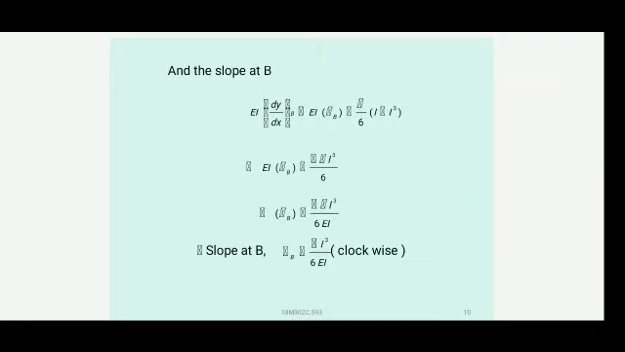L minus L whole cube means that term will be 0, and the remaining term will be EI into theta B is equal to minus WL cube by 6. That is, theta B is equal to minus WL cube by 6 EI. So the slope at point B is WL cube by 6 EI, taking plus as clockwise, a clockwise slope.